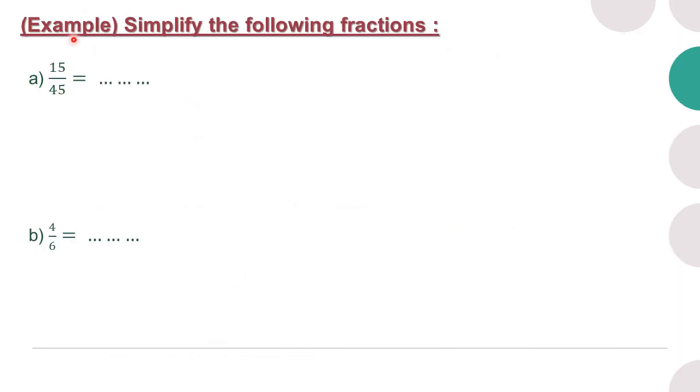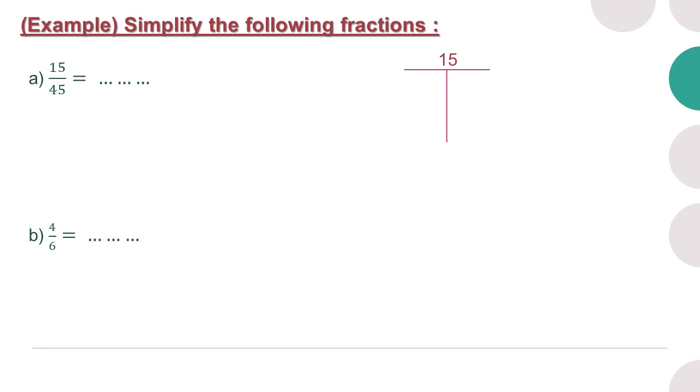Now here in the example, simplify the following fractions. We have here in letter A 15 over 45. As we said before, we have 3 methods to simplify to simplest form using the greatest common factor. The first one is factorize or tree chart. The second one is the rainbow. The third one is the t-chart or the factors. Let's use the t-chart here.